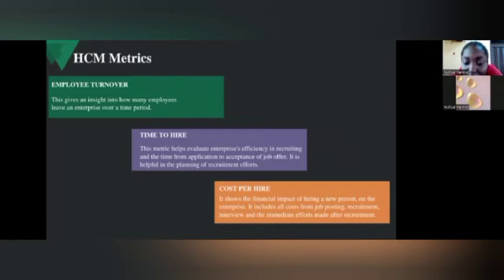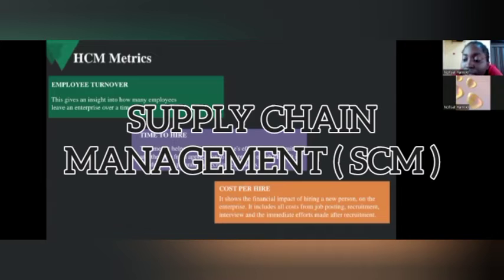3rd, cost per hire. It shows the financial impact of hiring a new person on the enterprise. It includes all costs from job posting, recruitment, interview, and the immediate efforts made after recruitment. With the introduction of information systems, like I said earlier, the recruitment time cycle is shortening, the cost per hire is shortening, and the interview can also be done via the information system, whether through screen recording, video call, and so on, which also reduces the cost usually needed to hire people.